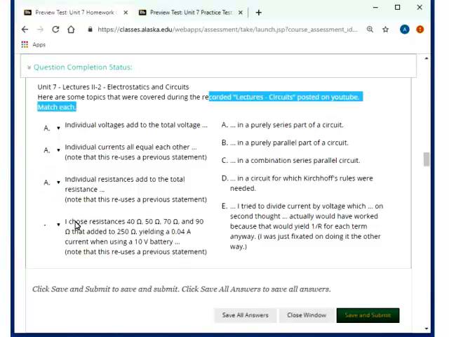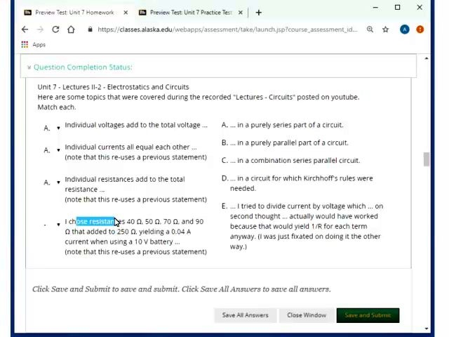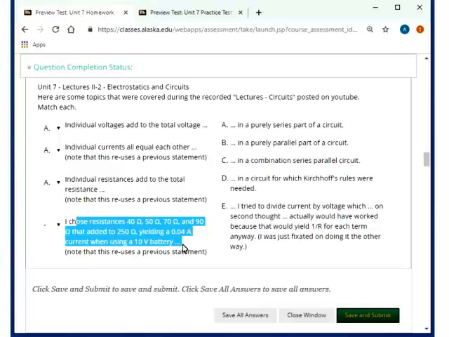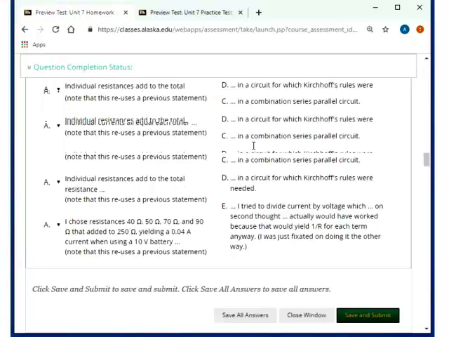So look at these here, and I chose these resistances, and they add to 250 ohms, yielding 0.04 amps when using a 10-volt battery in the purely series part of the circuit. Individual voltages all equal each other in a purely parallel part of a circuit.